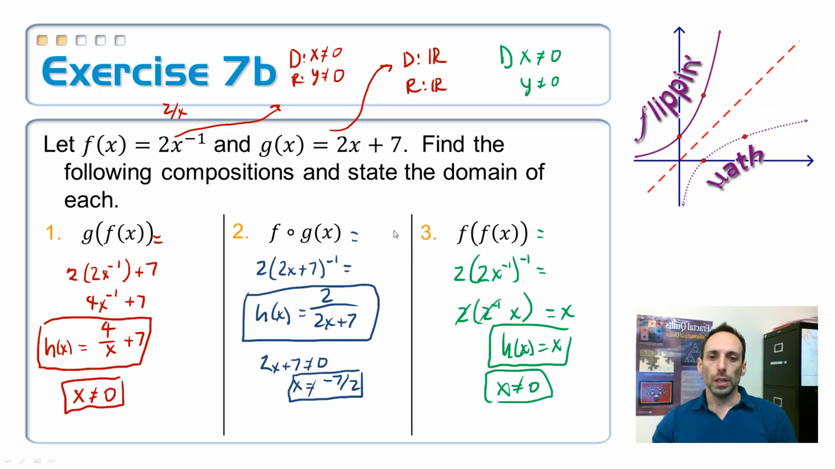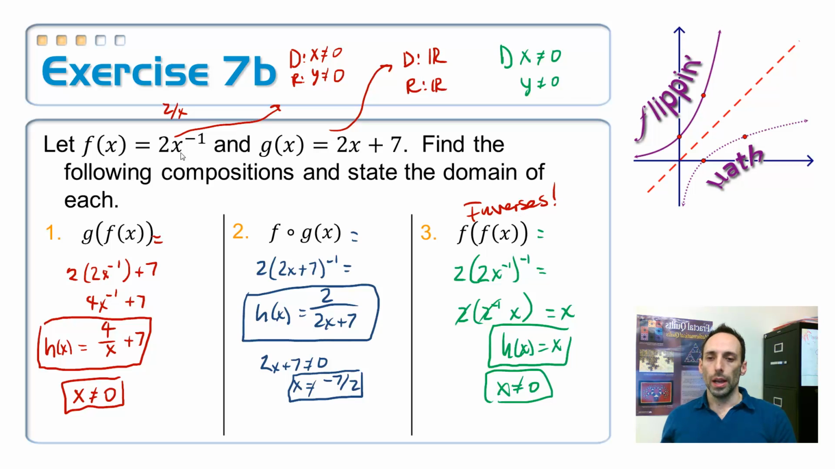Okay. On number 3, it's f going back into f. And this one was a strange one, because whenever you do this, you just get x back. What happens whenever you do the composition and you just get x? This means that they are inverses.